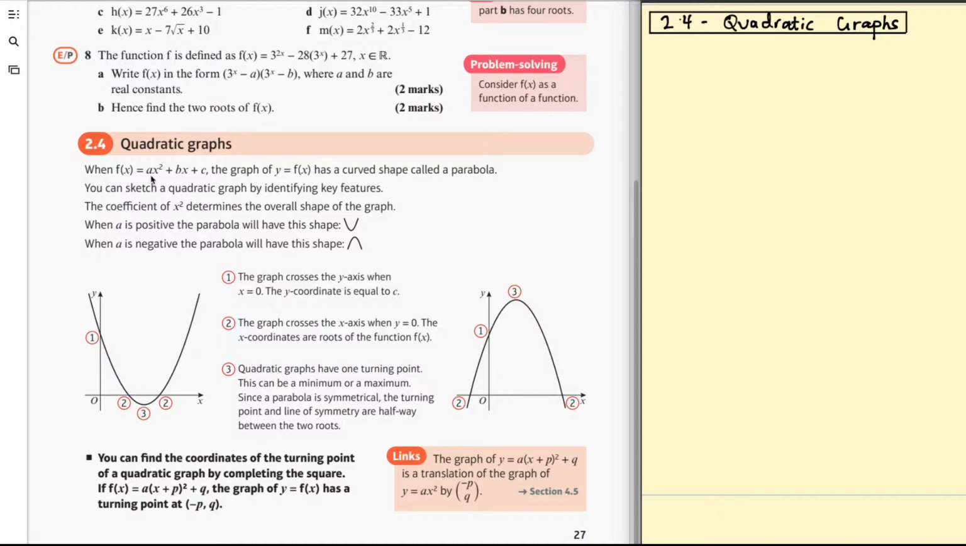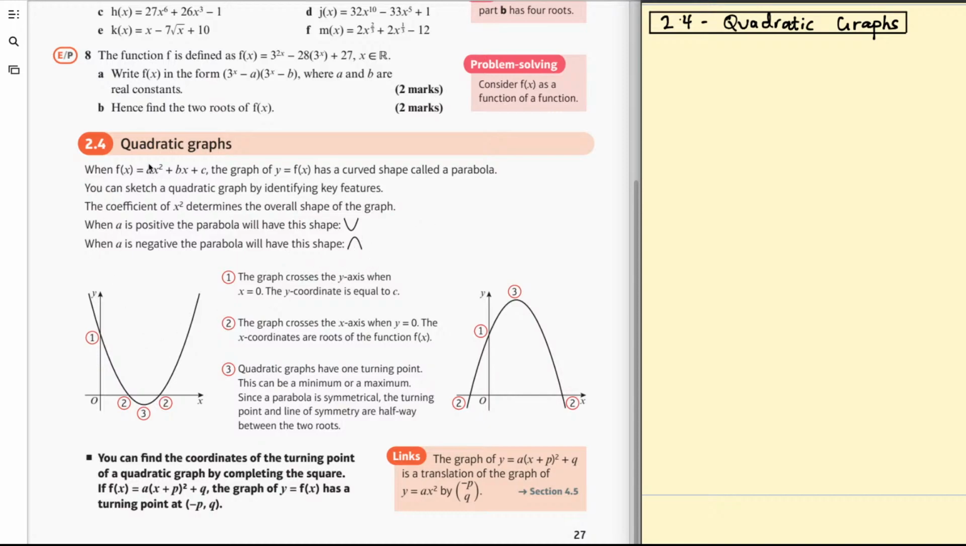When f of x equals ax squared plus bx plus c, the graph of y equals f of x has a curved shape called a parabola. You can sketch a quadratic graph by identifying key features. The coefficient of x squared determines the overall shape of the graph. When a is positive, the parabola will have this shape. When a is negative, the parabola will have this shape.